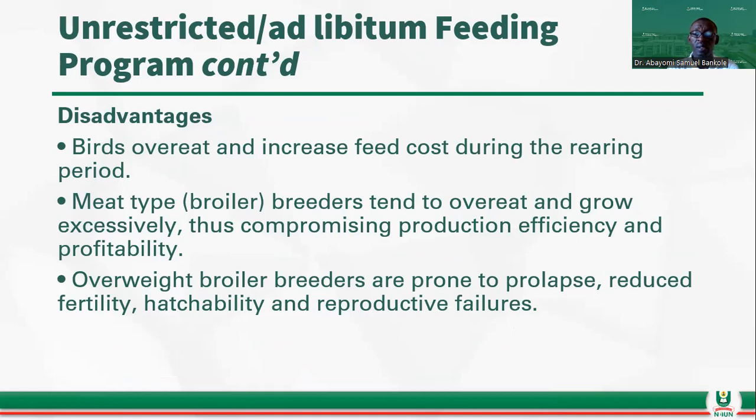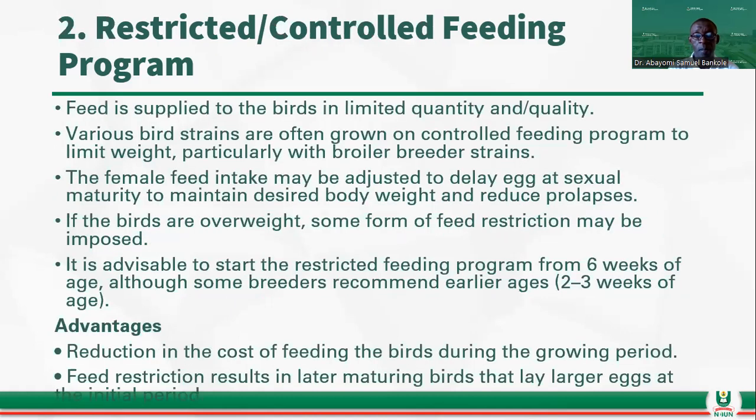Now, what are the disadvantages of ad libitum feeding program? One, birds may overeat and increase feed costs during the rearing period. Meat-type broiler birds, meat-type breeders like the broiler, tend to overeat and grow excessively, thus compromising production efficiency and profitability. And lastly, there is overweight on the part of the broiler breeders, which makes them prone to prolapse, reduced fertility, hatchability, and reproductive failure.